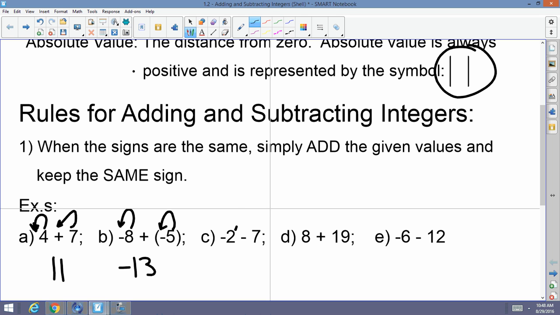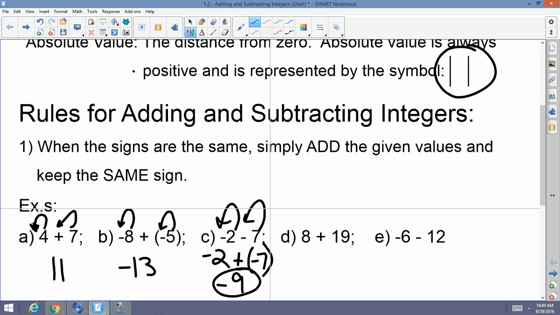Now, what's the sign of the 2 here for C? Now, here's the tricky part. What's the sign of the 7? No, it's also negative. Let me explain this. What this really means is negative 2 plus a negative 7. Remember what I said when I first started the lesson today. We're always adding. You're either adding positive units or negative units. So even though I have negative 2 minus 7, it's really negative 2 plus a negative 7. When the signs are the same, you add and keep the sign, and that would be negative 9, my brothers.